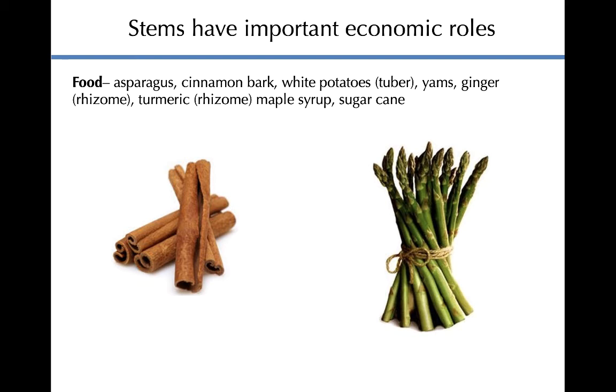Turmeric is also a rhizome. Maple syrup comes from stems. Sugarcane is also from stems. You can eat bamboo shoots, young bamboo. That's a stem.